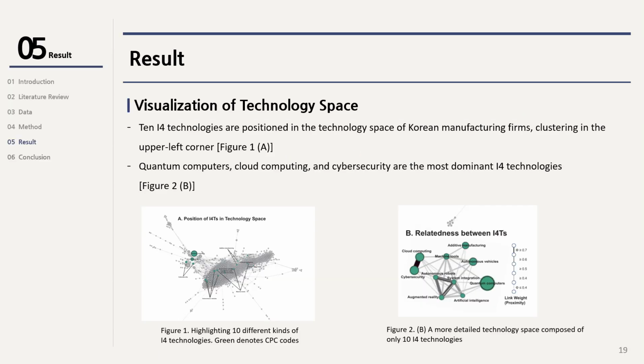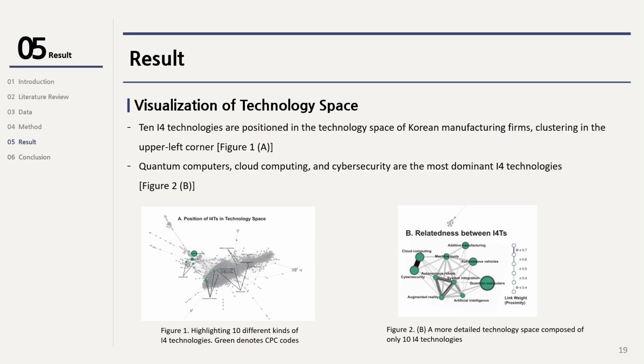Now let's move on to the research section. First, let's look at the technology space. Figure 1 shows 10 IR4, Industry 4.0, technologies positions in the technology space of Korean manufacturing firms. Large nodes such as quantum computers, cloud computing, and cybersecurity represent technologies with a higher number of patents.